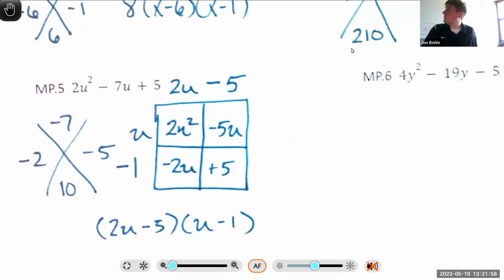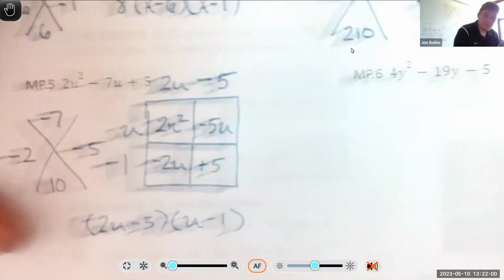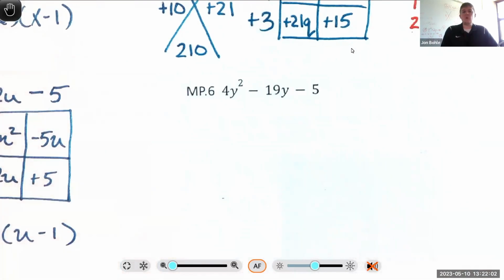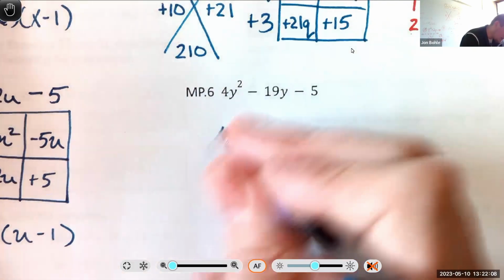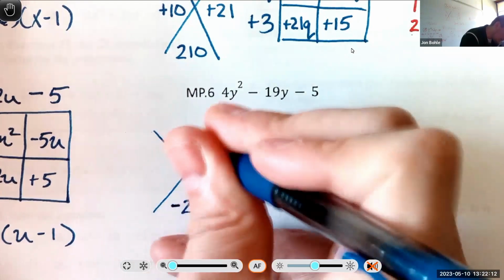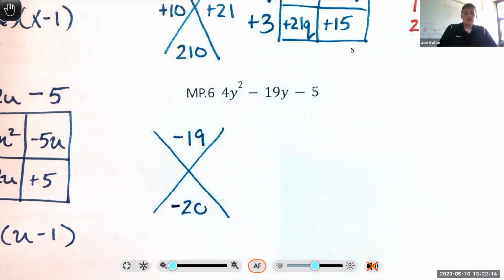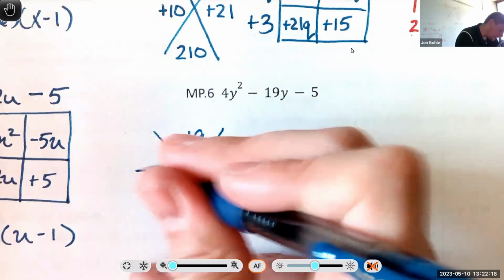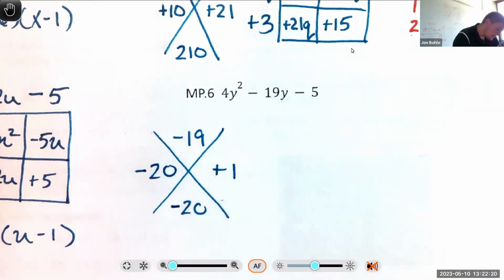Okay, last one on this page before we try the word problem. Number 6, you're going to check for greatest common factor. 4, 19, 5. There's no greatest common factor there. So then I'm going to set up my X. A times C is -20. B is -19. Numbers that multiply to -20 and add to -19 are going to be -20 and +1.